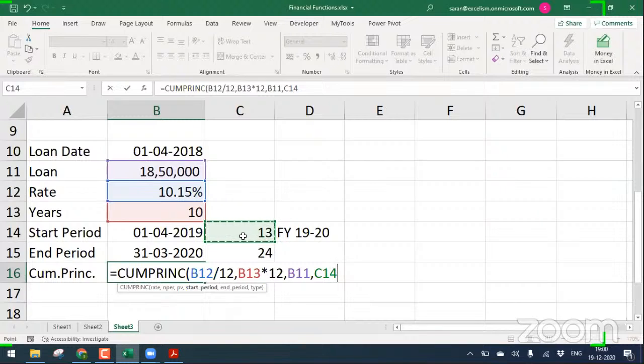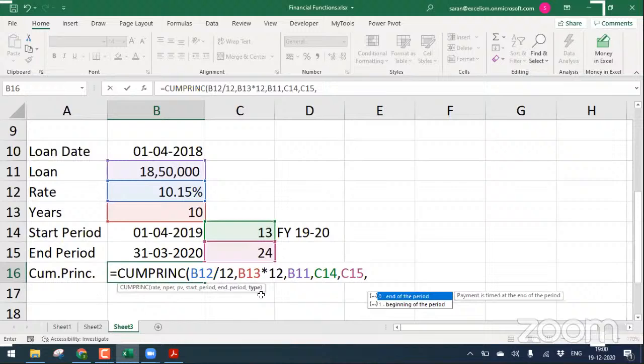You need not give the date, but you must give the number, comma. What is the end period? 24th period, comma. What is the type? Type is nothing but Excel is asking, could you please tell me whether the payment is timed at the end of the period or at the beginning of the period? I say it is at the end of the period.